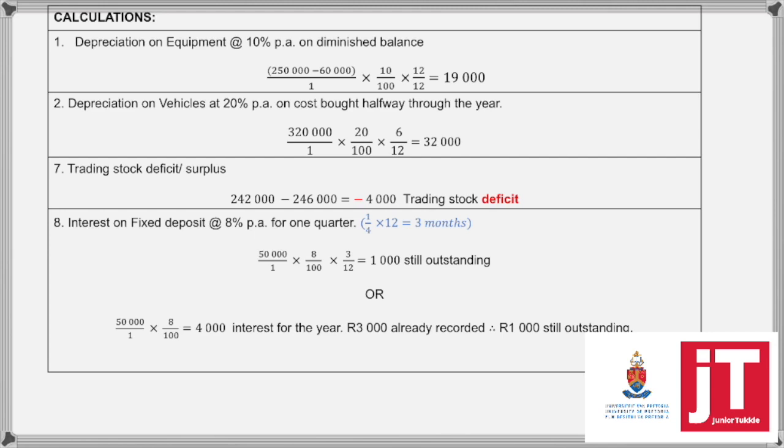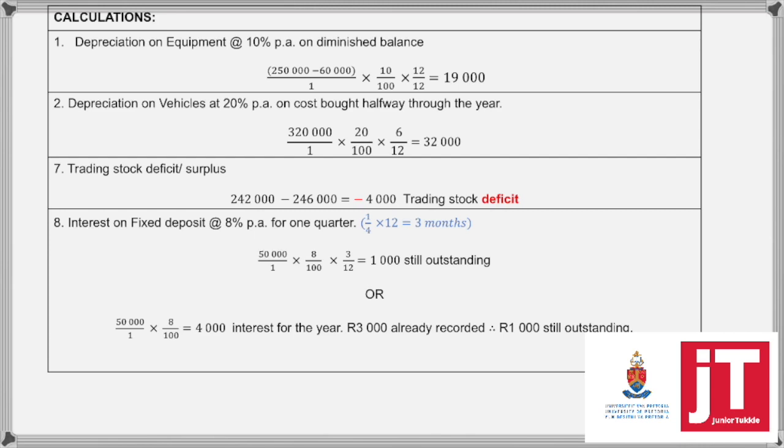Okay, so just to recap quickly on some of the calculations. So we did this in the first video, so I'm not going to go into detail, but just so that you know where I find the amounts from. So depreciation on equipment, a diminished balance, so I had to take the 250,000 minus the 60,000 accumulated depreciation, and I calculate for the year we get 19,000 Rand. For depreciation on vehicles, we only had it halfway through the year, so 6 months, and I calculate 32,000. Number 3, 4, 5, and 6, you use the amounts as is in the adjustments.